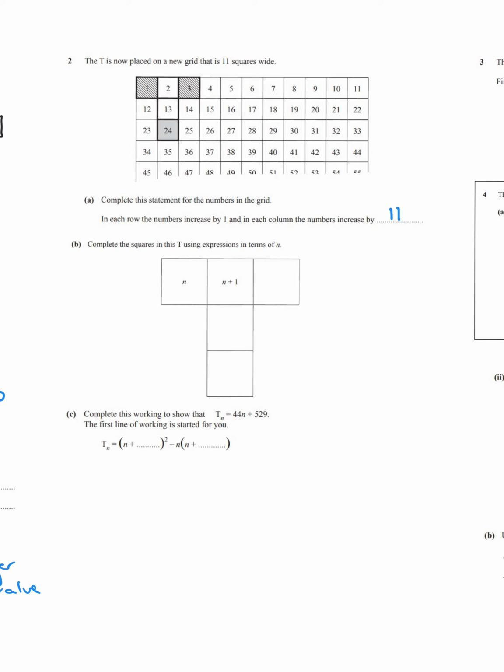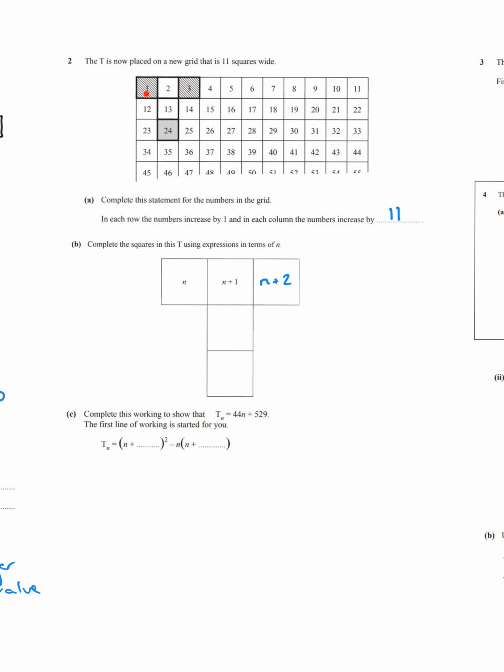Complete the squares using t in terms of n. So it's led us into what's going on here. If this is n, this would be n plus 1, because it's 1 more. And 1 more than that, again as well, would be n plus 2. Nice.